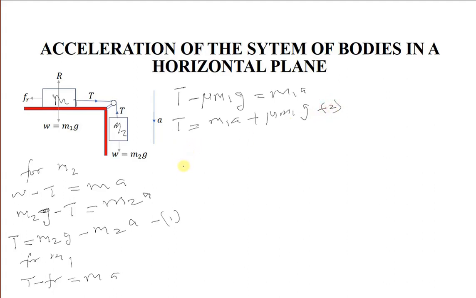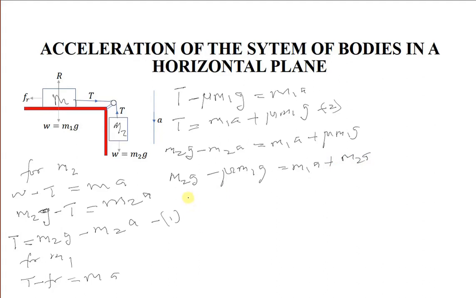Now tension on the same string is equal. So equation 1 is equal to equation 2. Equation 1 is M2G minus M2A, equals M1A plus mu M1G. Now let's collect like terms. Let's bring the acceleration together. So we have M2G minus mu M1G equals M1A plus M2A.